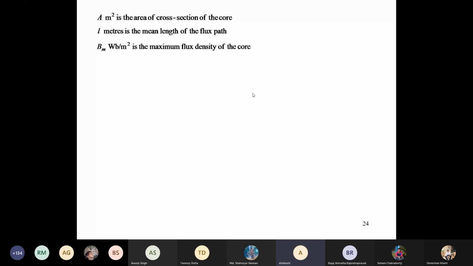So the next thing that we will do today is discuss some amount about the construction of the transformer. Now, A meter square is the area of cross section of the core, I already told. L is the mean length of the flux path. I already showed the flux path in that rectangular shaped core. If L meters is the mean length of the flux path, and Bm, that is Weber per meter square, is the maximum flux density of the core, then E is equal to 4.44 F N, where phi m is replaced by Bm cross A. So E, the RMS value of the induced voltage, is equal to 4.44 F N Bm cross A.